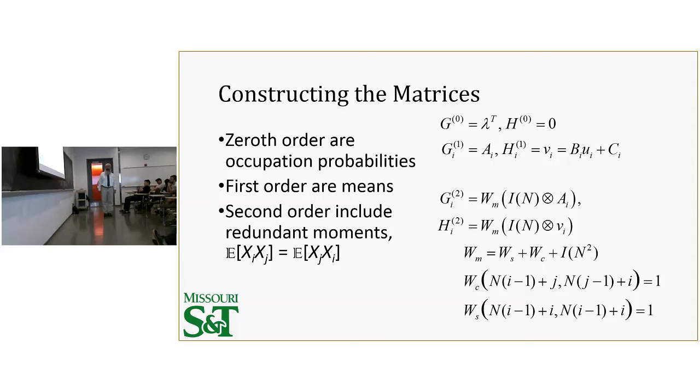And so, like I said, we can construct these matrices. What gets wacky is dealing with redundant second moments. So we have moments of this form equal moments of this form, and so we have to remove those redundancies. And then, like I said, we can do the same thing for third order and nth order moments, but the matrices get large.